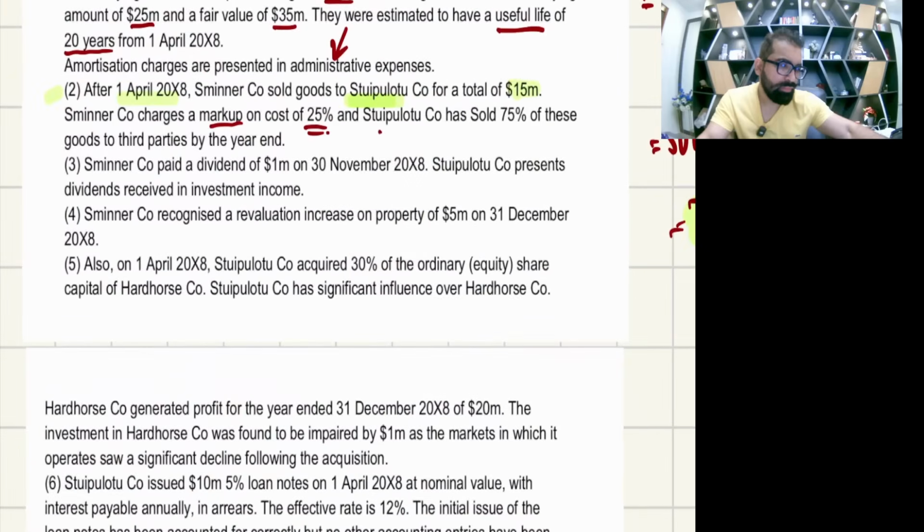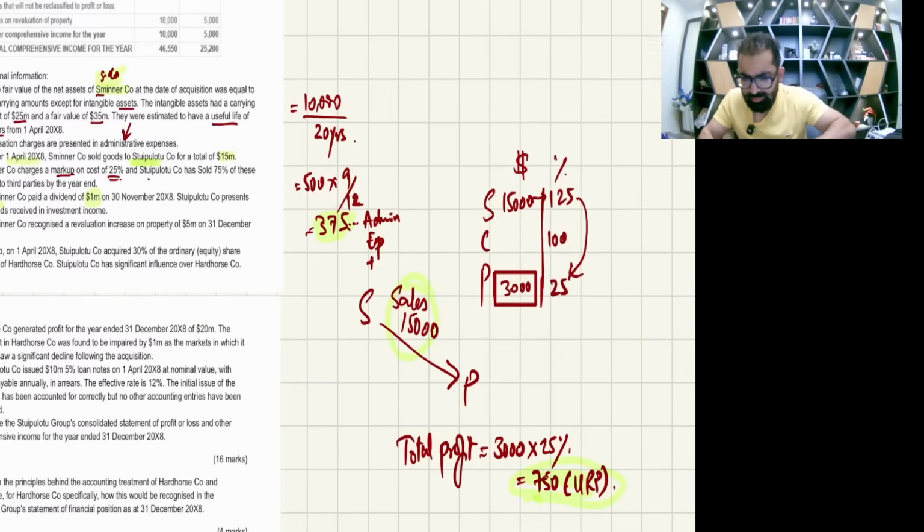Next, S company paid a dividend of 1 million. There is a dodge in this question. This is the dodge: 1 million on 30th November. Paid a dividend means total dividend. Okay, so now we go very slow, very simple.